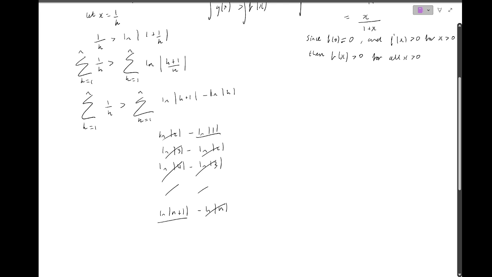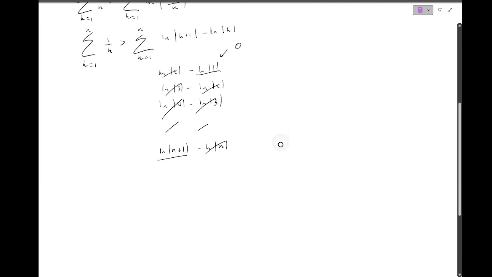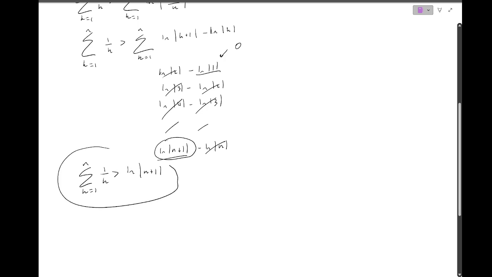But we know that the natural log of 1 is just 0, so we end up with this whole summation being just equal to natural log n plus 1, so we can show that result, we get that result, which is what we want.